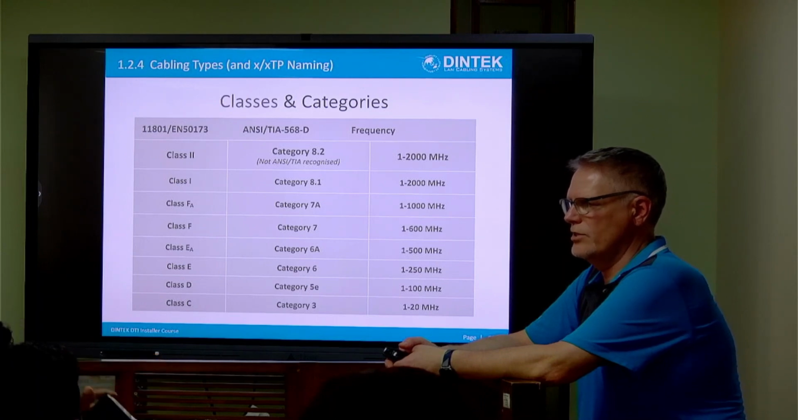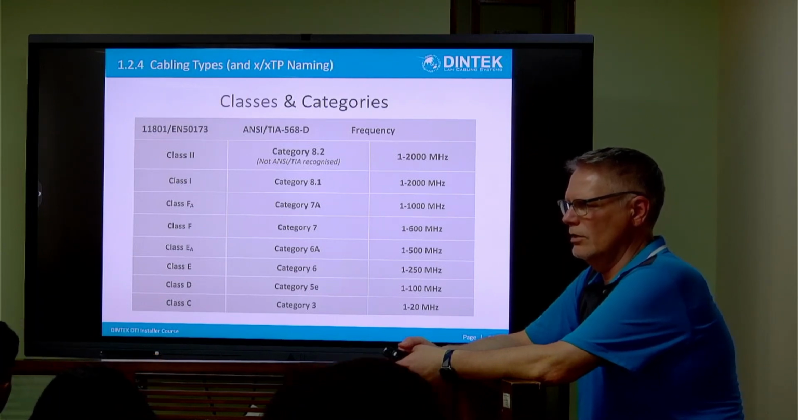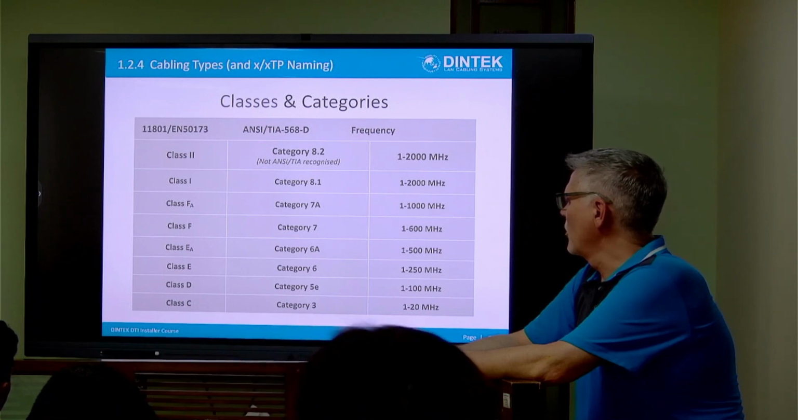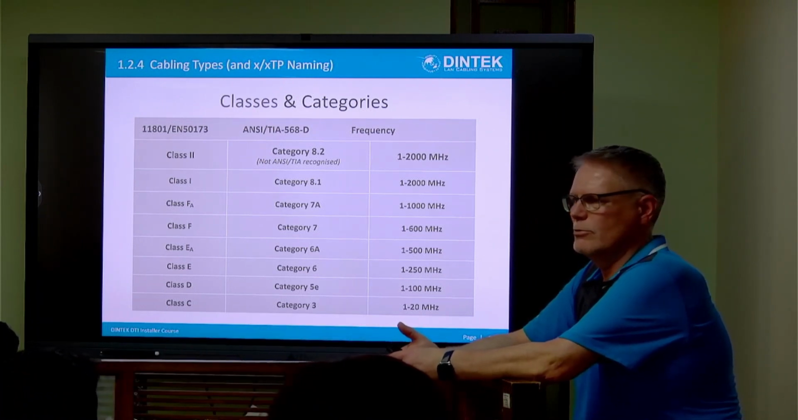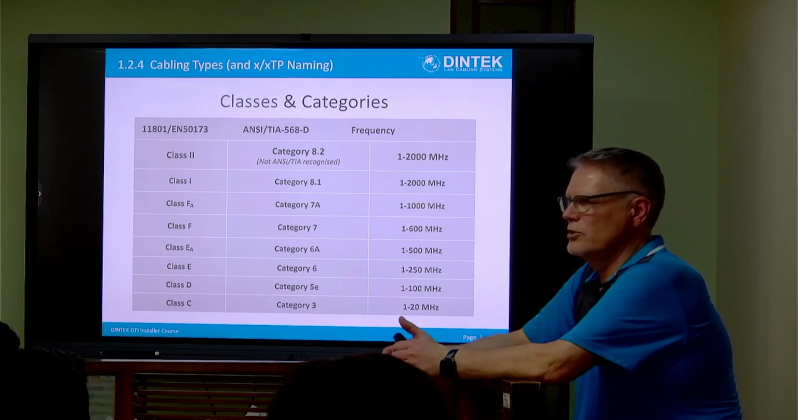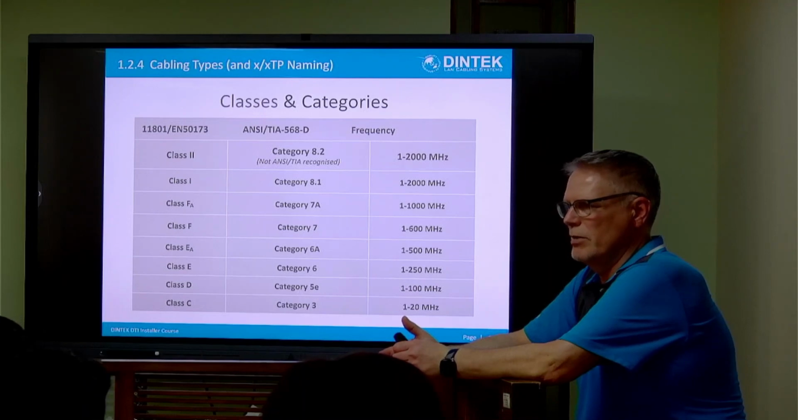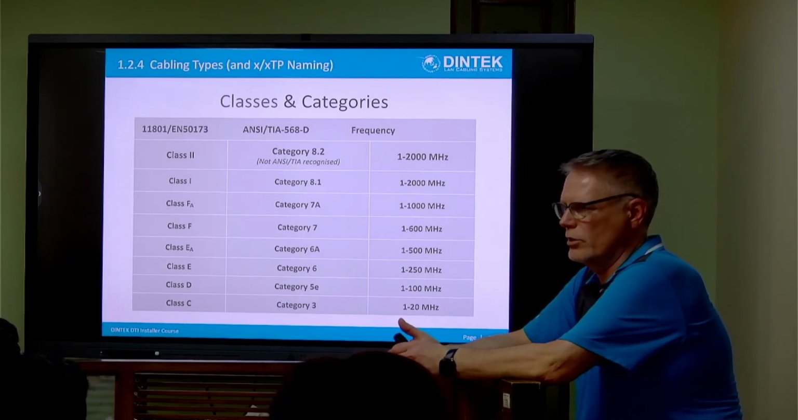Would you say a Cat 6 is a gigabit cable? A lot of people refer to it like that, but actually a Cat 6 is not a gigabit cable. It's actually a 250 megahertz cable. It just means that 250 megahertz transmission equates to about gigabit transmission.